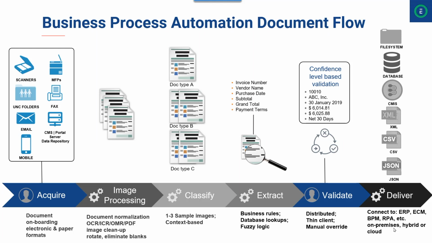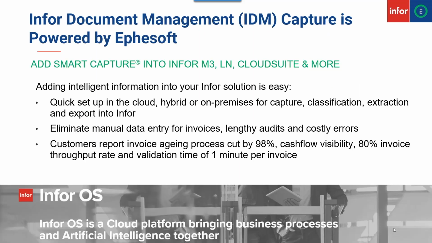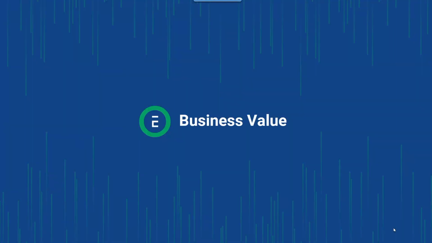Then we extract the data we need. We might do a database lookup and use fuzzy logic if we need it for validation. And then finally, deliver that good data to Infor, a repository, or wherever we need it to go. We acquire good data, enrich it, and move it to Infor with certified integrations to Cloud Suite, M3, LN, and more. We take it to the next level of efficiency, productivity, accuracy, and cost savings.